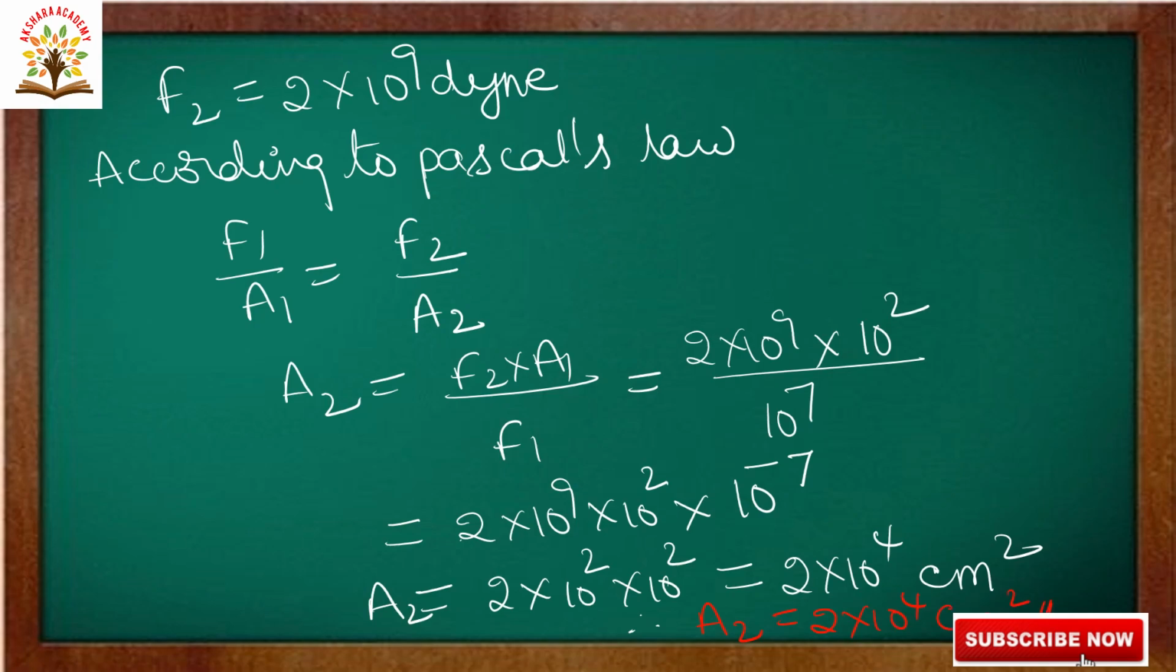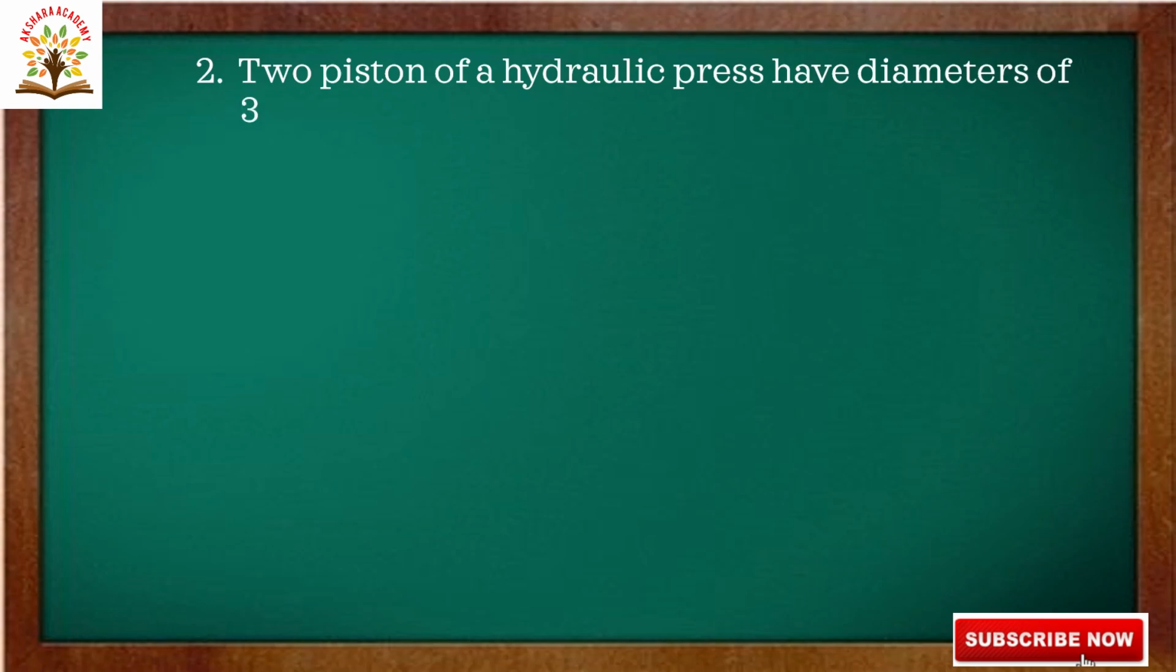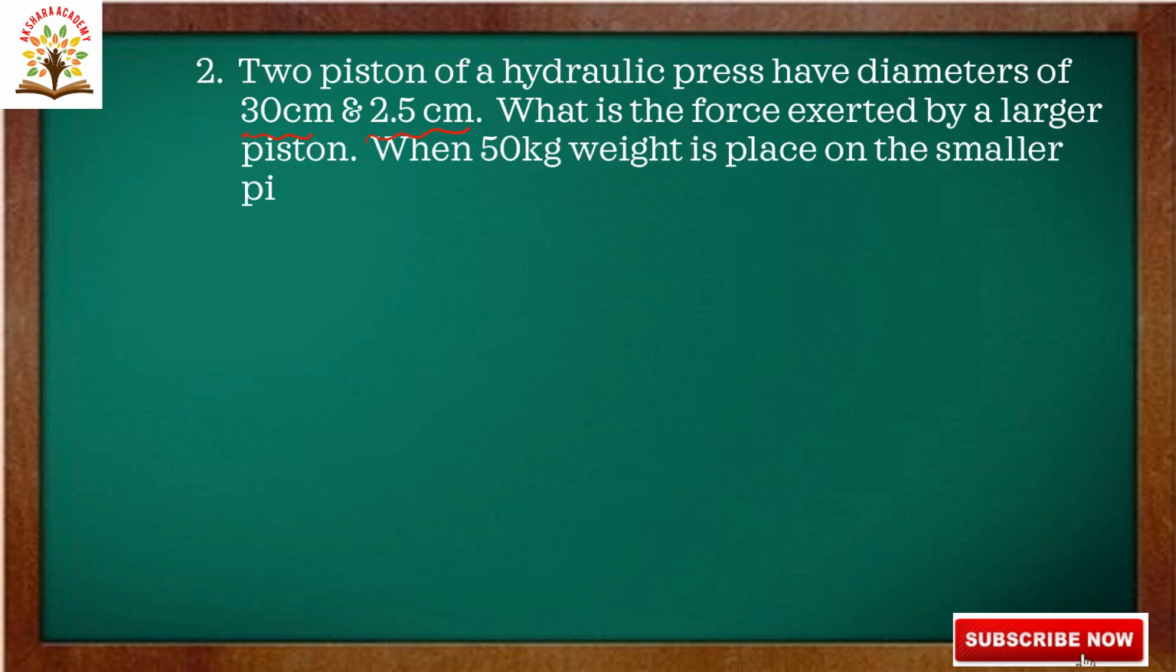Okay, next we will go to the next question. Two pistons of a hydraulic press have diameters of 30 centimeters and 2.5 centimeters. What is the force exerted by a larger piston when 50 kilogram weight is placed on the smaller piston? Now let us go to the solution.